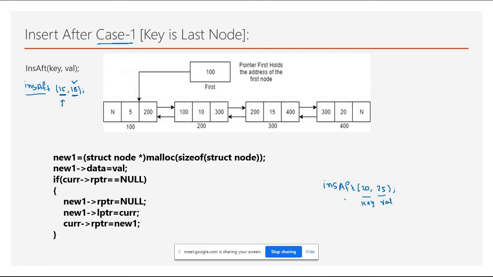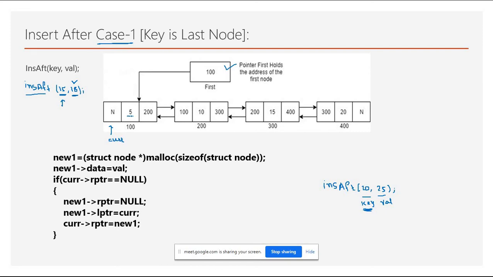We will follow the same procedure. First we check whether the first node is empty. Obviously, we prompt the user that the linked list is empty: first create the linked list and then call this particular function. Suppose first is not null. Then we have to search for the key value. I will put my current pointer on the first node, so current is equal to first.